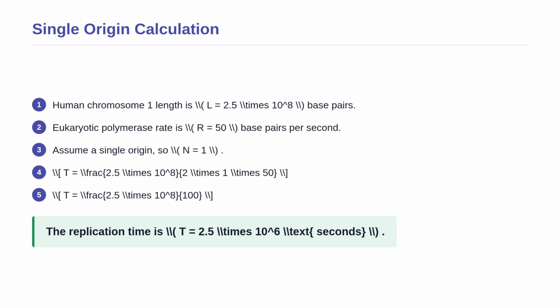We use our linear replication formula and intentionally set N to 1. We substitute the length for L and the rate for R. The denominator becomes 100, representing the combined speed of just 2 forks moving away from one hypothetical origin. Dividing the massive length by 100 gives us a final answer of 2.5 million seconds. Physically, this represents an enormous mathematical bottleneck.